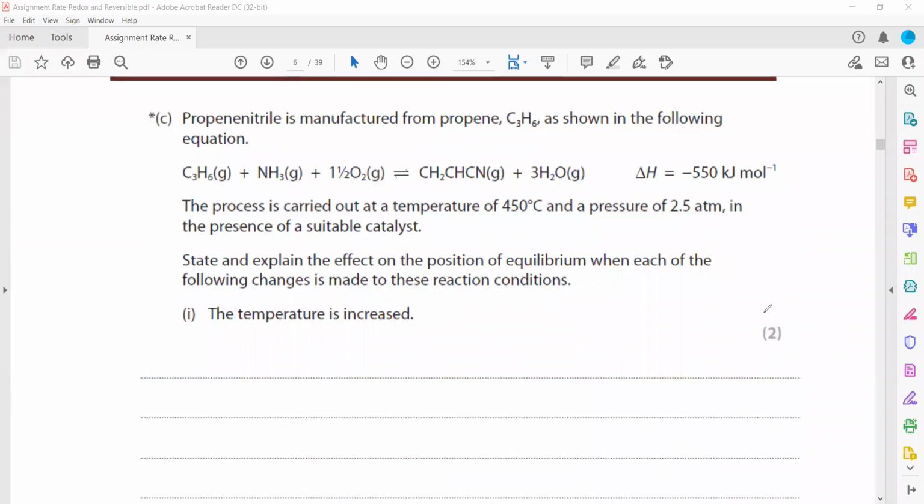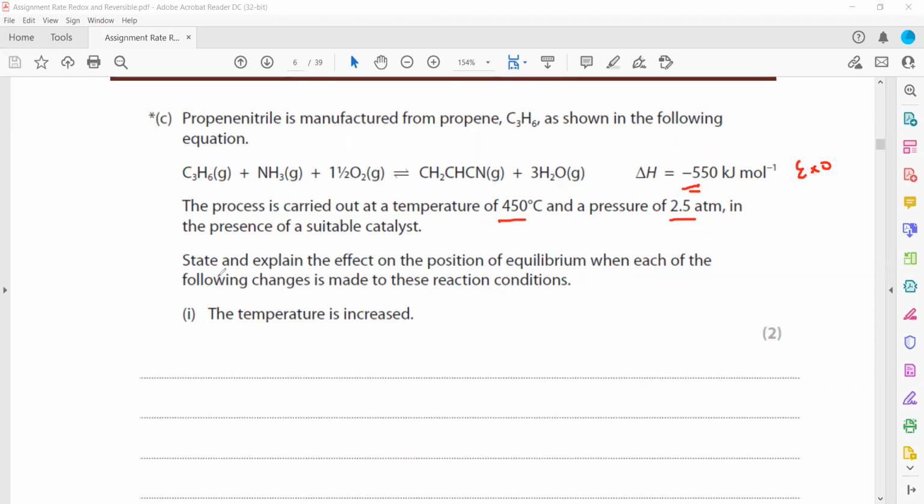So in this session, we'll do the questions related to topic rate, redox, and reversible reactions. In the first part, propene nitrile is manufactured from propene as shown in the following equation. You can see the reversible reaction as well. And the forward reaction, because there's a negative sign, it means the forward reaction is exothermic. The process is carried out at a temperature of 450 and around 2.5 atm.